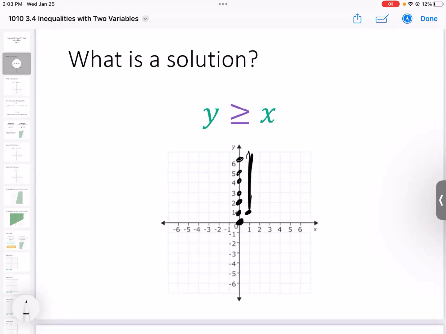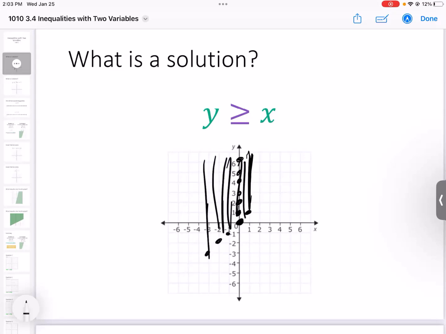Are there any negative number solutions? I think it's the same thing with the negatives. Yep, like you could have -1, -1, -2, -2, -3, and then all of the points above those.